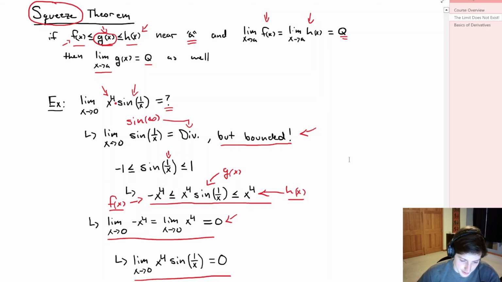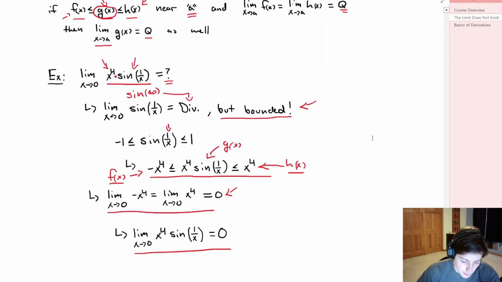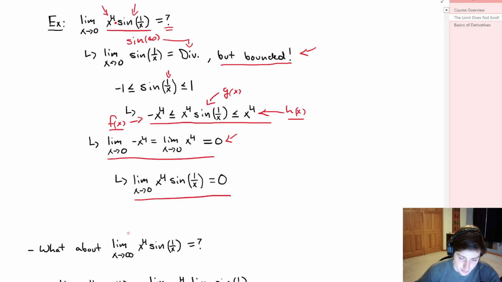Now let's look at this same function, x to the fourth multiplied by sine of 1 divided by x. But what we're going to do is change that limit. Instead of x going to 0, we are going to take x to infinity. We don't have the full picture of limits yet. We actually need to get into the next topic, which is going to be derivatives. And then derivatives will unlock a pretty useful trick that we can use to solve this problem.